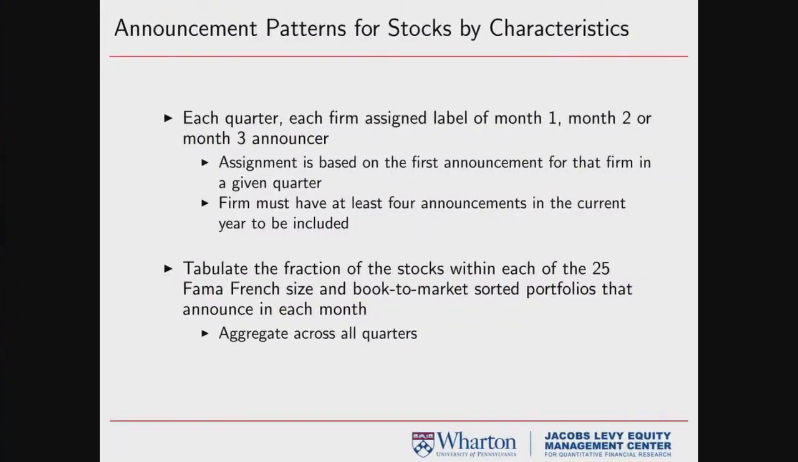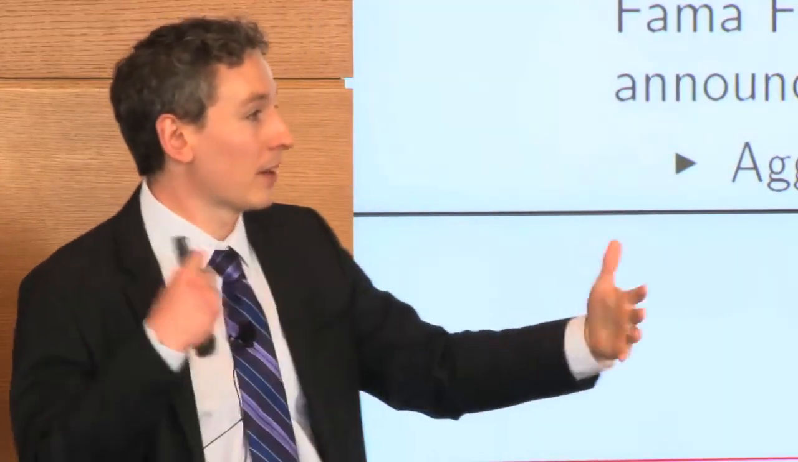Now let's look at announcement patterns by the Fama-French characteristics. Each quarter, we're going to assign a label to a firm of when you announce: the first month of the quarter, the second month, or the third month. Then for each of the 25 size and book-to-market sorted portfolios, we're going to assign you one of these labels. We're going to aggregate across quarters and treat quarter 1, 2, 3, and 4 the same, though in the paper we break it out. This aggregation really doesn't matter, but we'll just look at one table here.